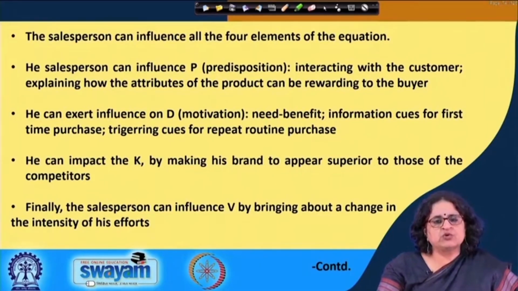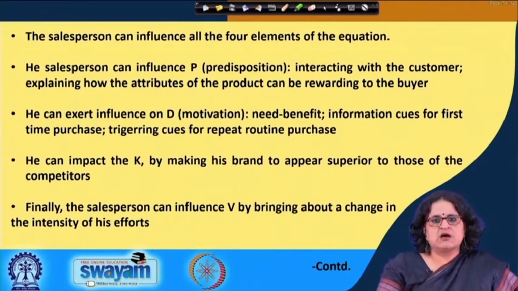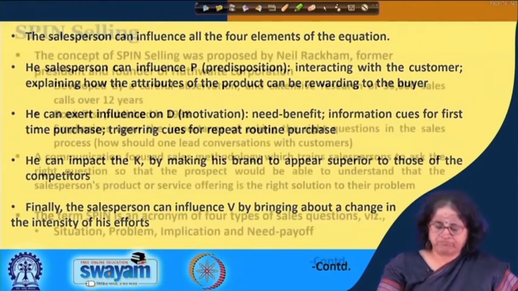And finally, he can also influence the V or the intensity of cues by bringing about a change in the intensity of his efforts, both in terms of product cues, in terms of informational cues, and in terms of triggering and non-triggering cues. So this is how Howard explained the behavioral equation theory, where he spoke about the response and the stimulus and the circumstances in the right set of circumstances in a more refined manner.